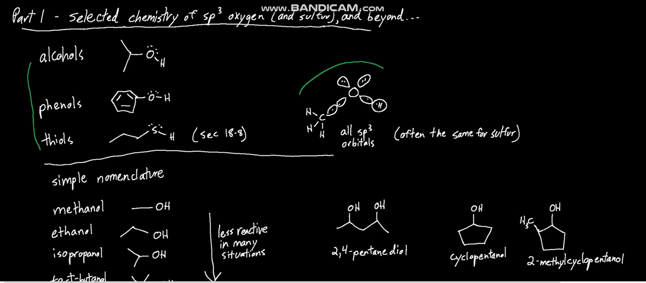So here's an oxygen atom in the center. It's got 4 sp3 hybrid orbitals around it. It's fully sp3 hybridized. 2 of them are forming bonds in this molecule. The other 2 are in lone pairs. Set up like this could be same for sulfur. Phenols have an aromatic ring with an OH attached. Thiols are like alcohols except with sulfur.